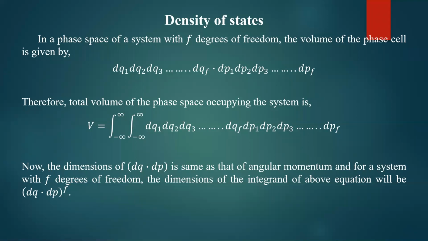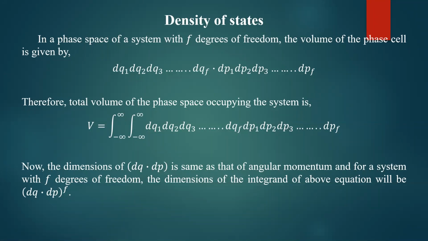So there will be f number of position coordinates, f number of q coordinates, f number of p coordinates. Because of that, you will get a total of 2f number of coordinates. If you collect the terms containing q1, p1 together, you will get dq into dp to the power f. That will be the dimension of this phase cell. Otherwise, this integrand will have the dimension dq into dp to the power f, where this dq into dp is nothing but position into momentum. So it is of the form r cross p, r into p. That's why this represents the dimension of angular momentum.